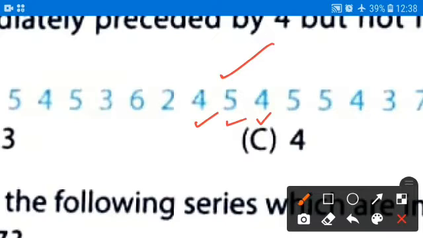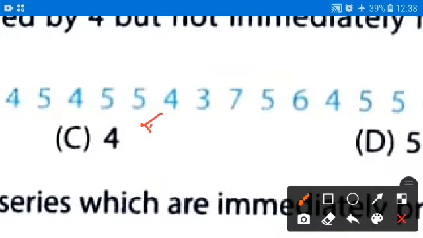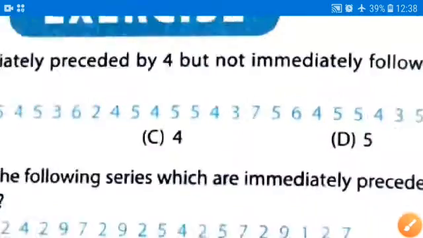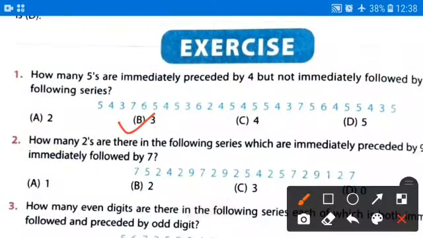Now next one, let us check this one. Yes, this is also a 5 which is preceded by 4 and not followed by 3. So we got 2 5s. Now again this 5 we cannot use. And now at the end this 5 we can use. This is preceded by 4 and not followed by 3. So how many 5s did we get? We got 3 5s. So the correct answer will be option B.